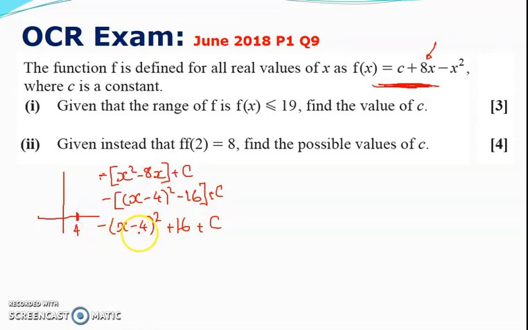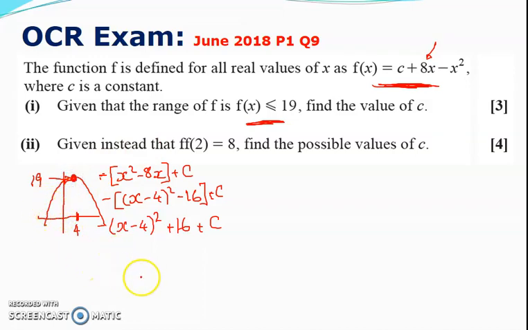And what that tells me is it essentially looks like this. At 4, because it's minus 4 in the bracket, and I'm going to get an upside down U shape where this is my maximum value. And the great thing is in the question they tell me what that maximum value is. They tell me it's 19. So that is the value of 19 there.